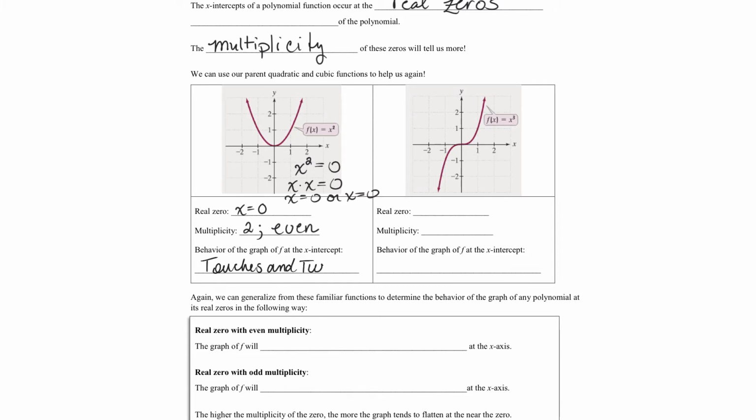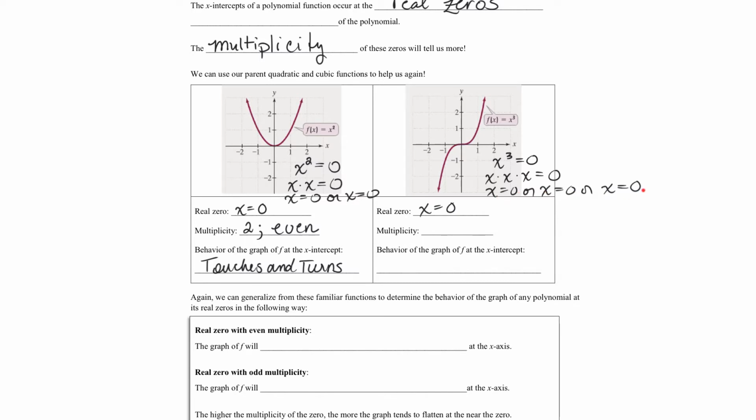At that x-intercept. Now let's contrast that to our parent cubic function, f of x equals x cubed. If I wanted to find the zeros to that, I would be saying x cubed equals 0, and I would say x times x times x equals 0, x equals 0 or x equals 0 or x equals 0. So what is the real zero? It's x equals 0.